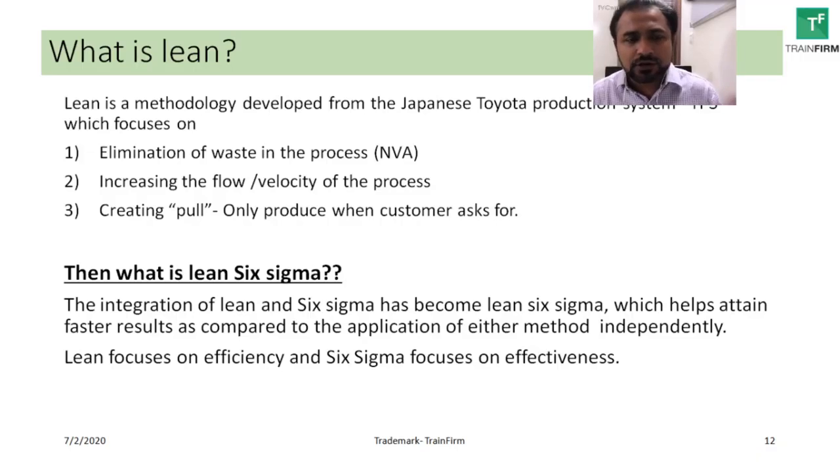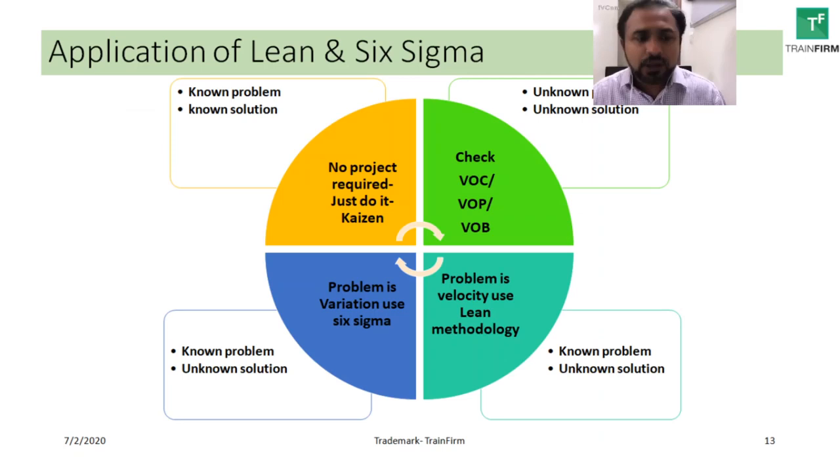So Lean is a different concept, methodology. Six Sigma is a different methodology, but when it is combined, you get superior results, right? So you reduce your variation and you increase the flow. Excellent. So where do we apply Lean and Six Sigma?